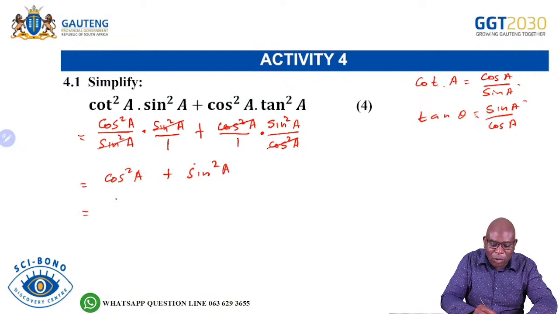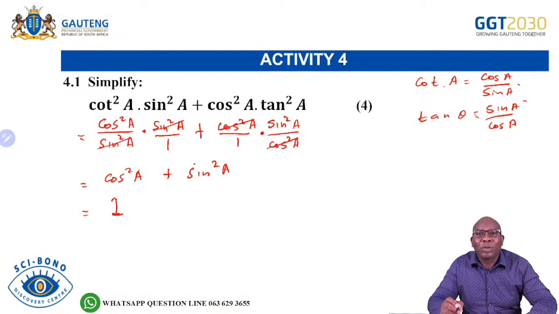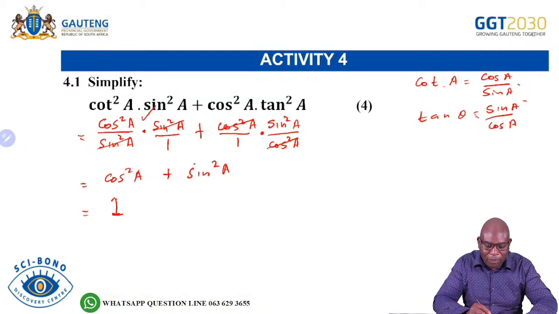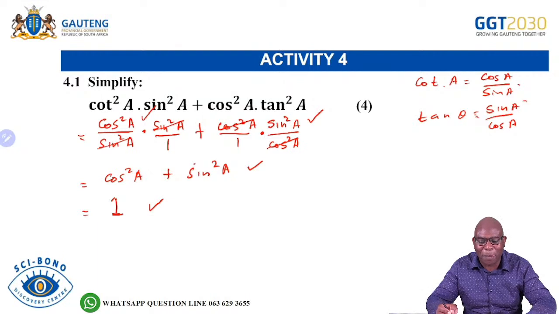So we call it the famous one, this one. So we have the answer as 1. So the marks there: 1 mark for changing that, then 1 mark for manipulating that, then the final mark will be for the final answer, which is 1. Quite an easy question, this one.